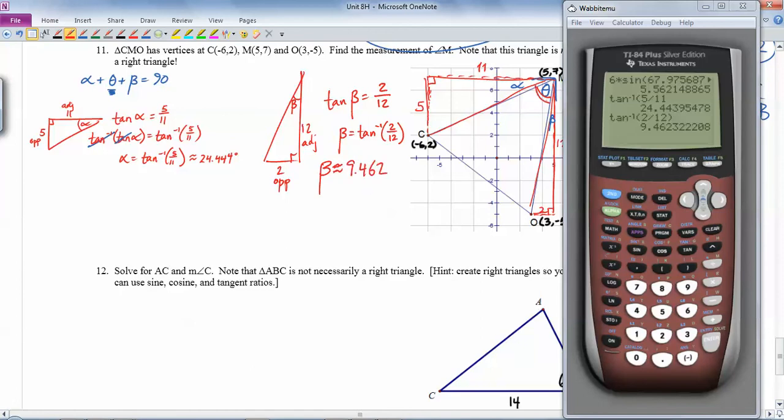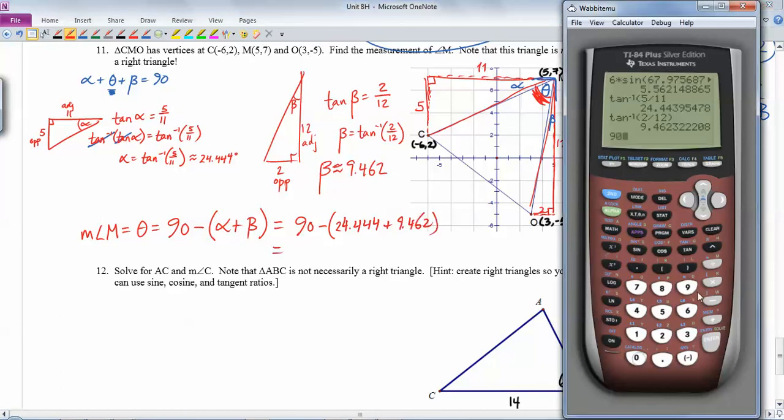Well, theta is the one that I want, angle M. Measurement of angle M equals theta, which would be 90 minus alpha and beta put together. So that's 90 minus 24.444, plus 9.462. And so if you work that out, we've got 90 minus, and then since I have the decimals stored all the way out here, I'm just going to enter there and cut and paste, add to it this other one, cut and paste.